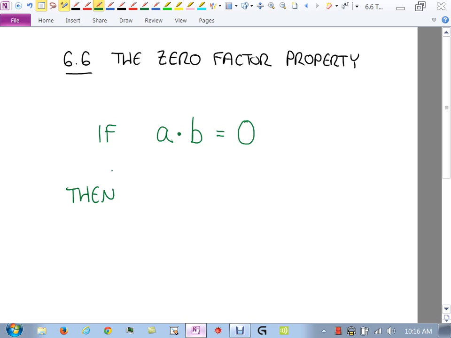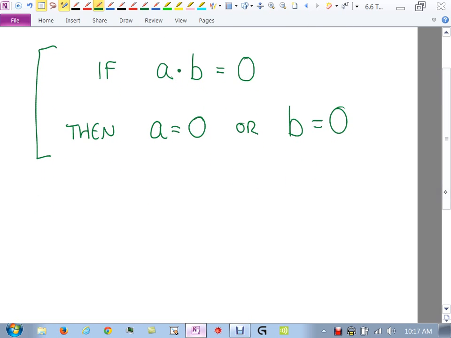Then one of those has to be 0. Then A must equal 0, or B must equal 0. One of them must be 0. The only way two things can multiply to be 0 is if one of them is. That's called the zero factor property. Now you can extend this even further.